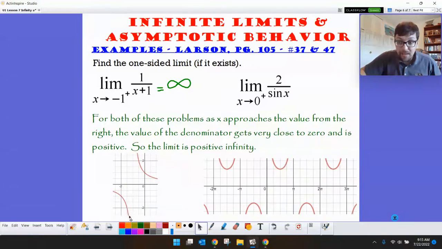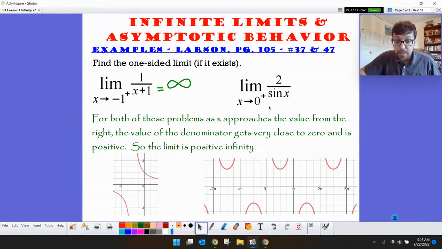If we did that same thing from the other side, we're putting in like -2, -1/2, -1.5, then it is starting to blow up. But it's blowing up, and all those values that we're putting in there are being negative. So it's heading towards, in this case, down towards negative infinity down here.